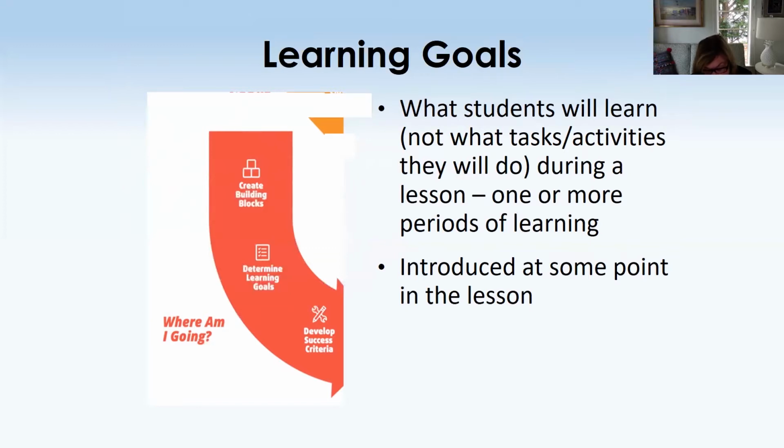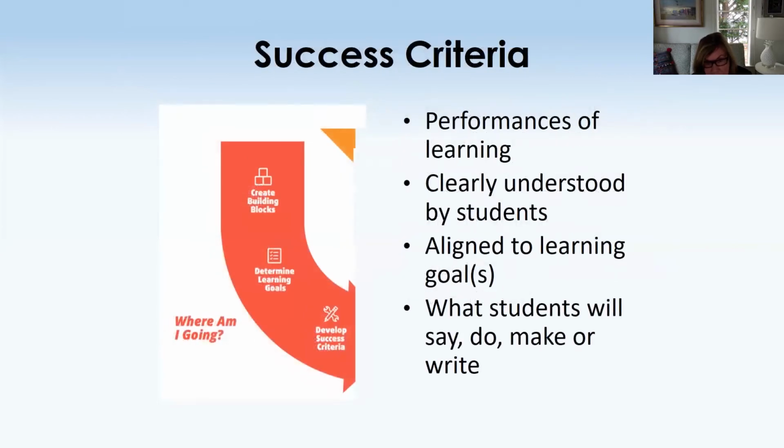And the second part of this is the success criteria. These are the performances of learning. So not only do they need to understand the learning goal, they need to be helped to understand what the goal means in terms of the criteria. What does it mean to actually meet the learning goal? And of course, the success criteria need to be aligned to the goal because they're the indicators of the student learning. And so we can think about what students will say, do, make, or write to indicate that they're on track to meeting the goal and have met the goal.